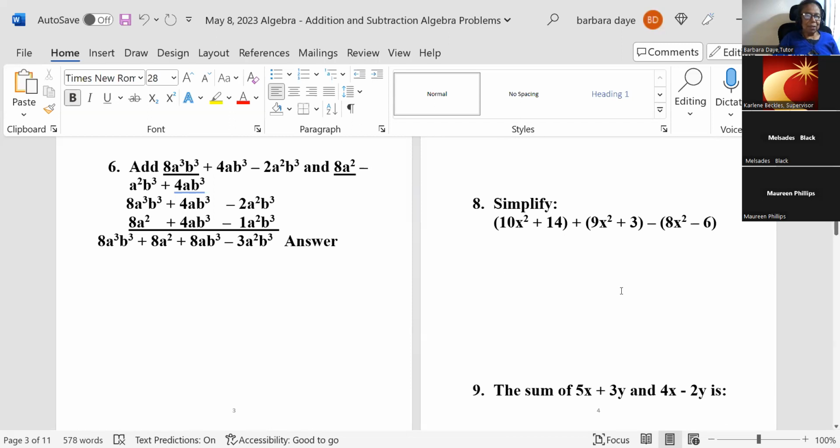But that negative sign right here applies to everything in parentheses. Say that again, miss. That minus sign here outside the parentheses applies to everything in the parentheses. So this becomes a minus 8x to the second. This becomes a plus 6. Keep that in mind.